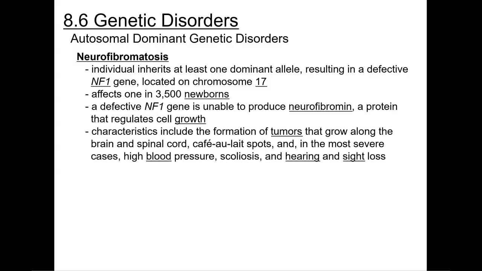Characteristics are going to include the formation of tumors. So they grow without stopping and checking themselves, they're going to create these tumors, and then those cells don't actually do what they're supposed to do. So the tumor is going to grow along the brain and spinal cord, and cafe au lait spots. And in most severe cases, high blood pressure, scoliosis, and hearing and sight loss will occur.